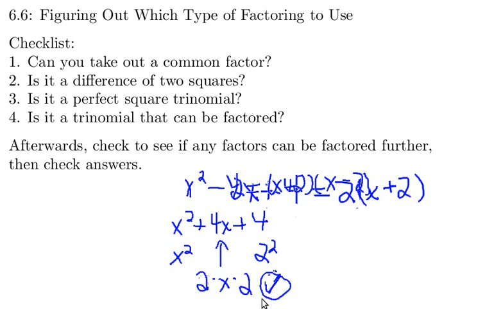That's one thing I need to practice, doing check marks with the mouse. So this is definitely a perfect square trinomial, which means we can factor it as such. We can factor that into x plus 2 quantity squared. And then if it's none of the first three, we see: is it a trinomial that can be factored? That was 6.3 and 6.4, I think. At any rate, if it's none of these, then it is factored as far as it can go already.